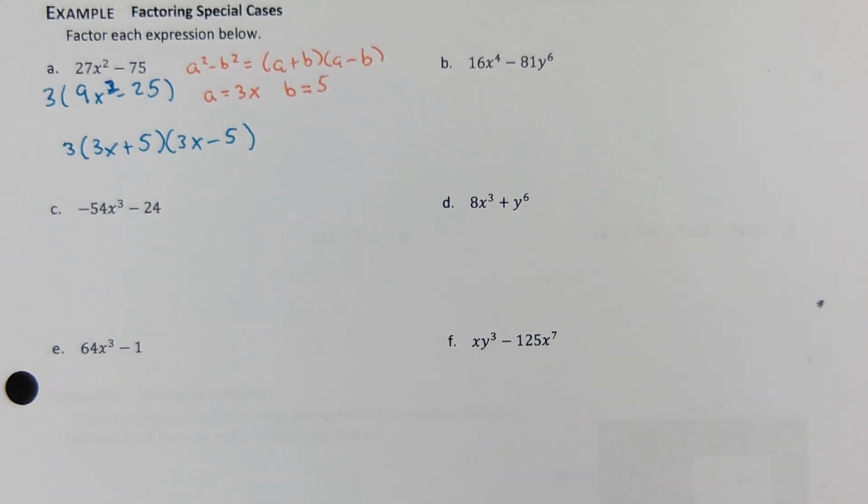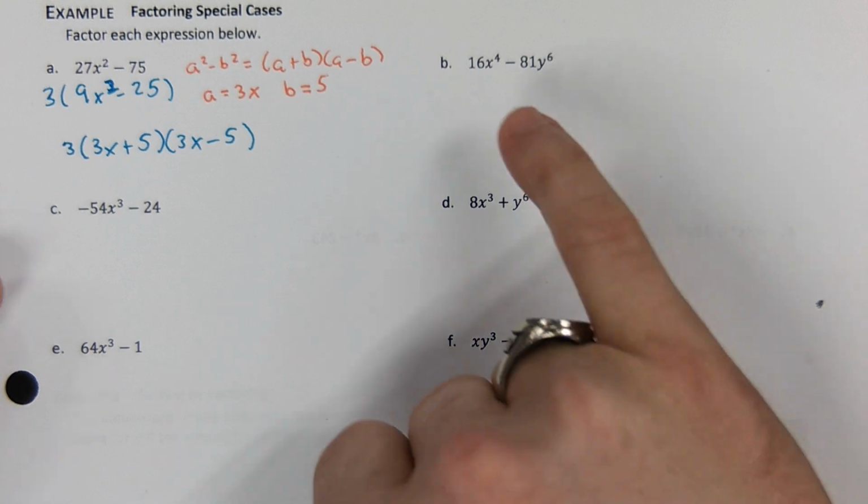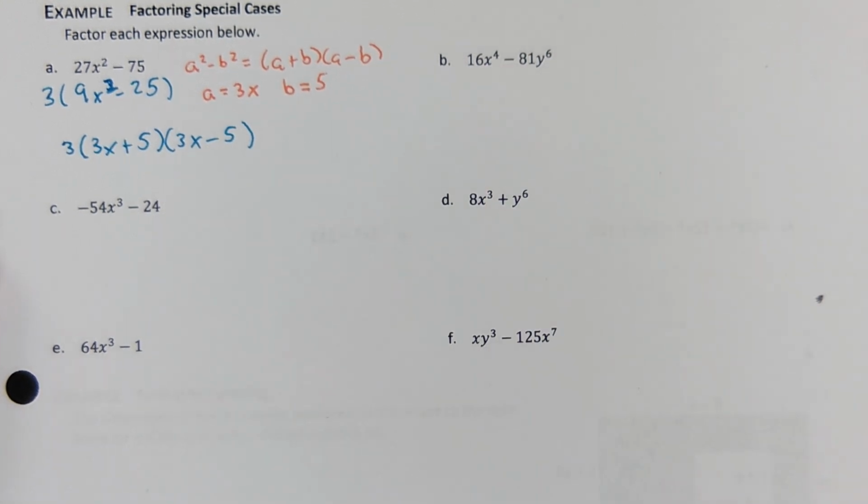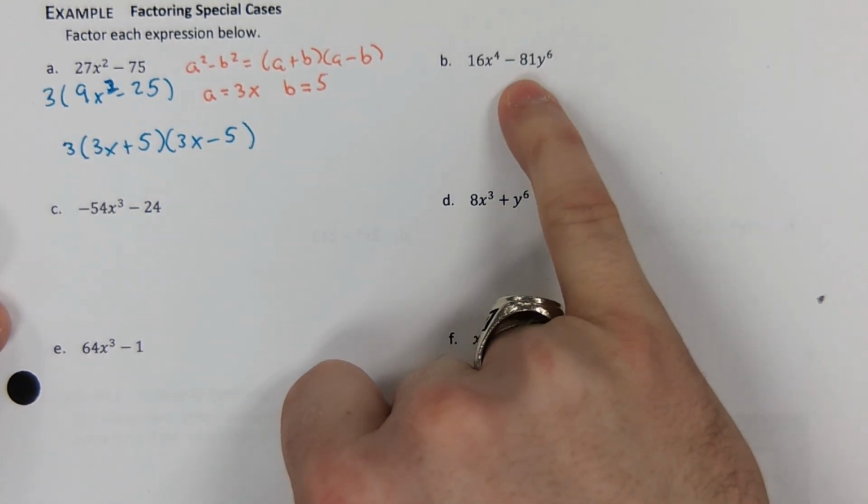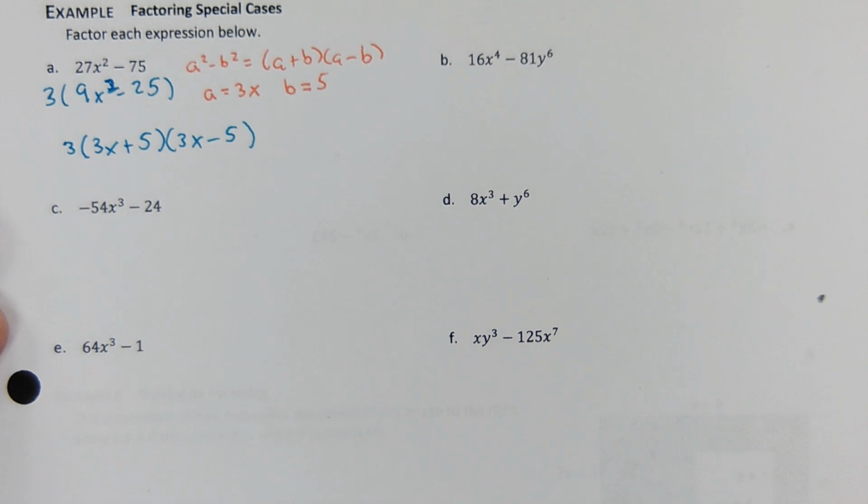What we should be noticing is that 16 is a perfect square, and that exponent's even. So 16x to the 4th is a perfect square. 81 is a perfect square, and that exponent is even. So 81y to the 6th is a perfect square. Oh, and there's a minus sign in between them. If there was a plus sign in between them, I wouldn't have been able to do anything, because a squared plus b squared is not going to factor. But since it's a minus sign, we recognize this as an a squared minus b squared situation.